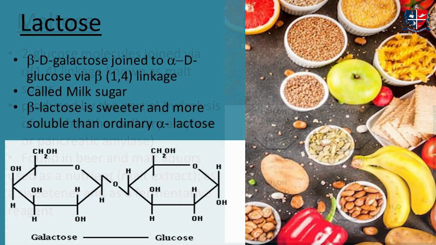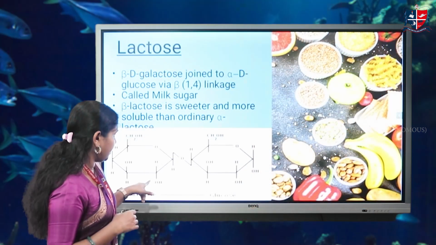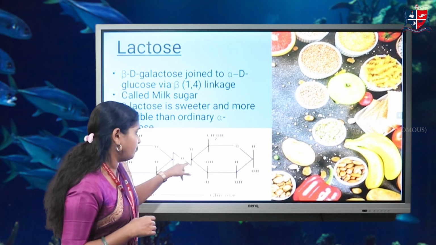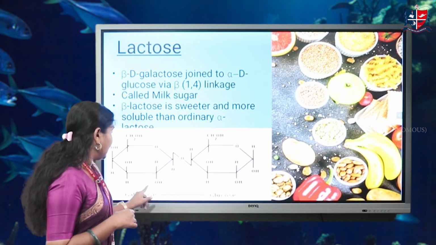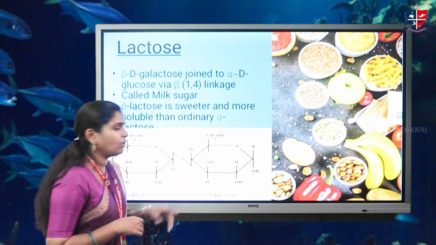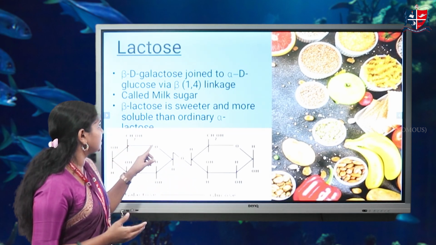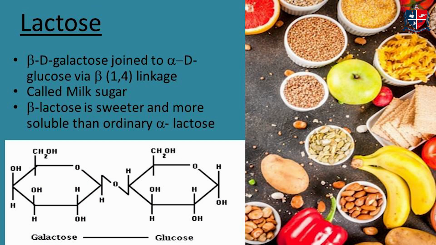And coming to lactose, that is the sugar found in milk, which is formed by the combination of glucose and galactose. Here also the bond formation is 1 and 4, that is, galactose first position and glucose fourth position. The bond is formed between these positions, and lactose is sweeter and more soluble than ordinary lactose.